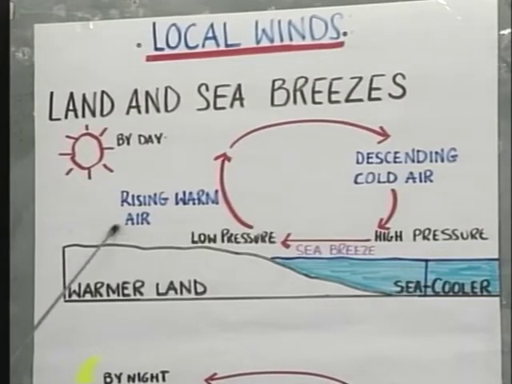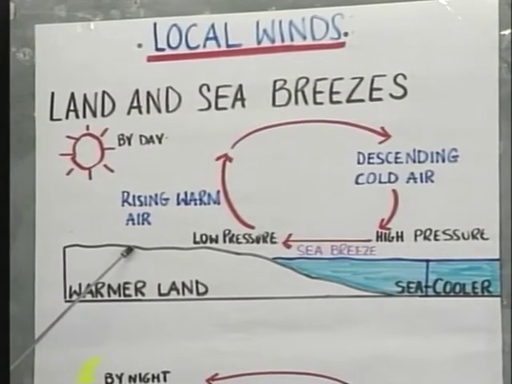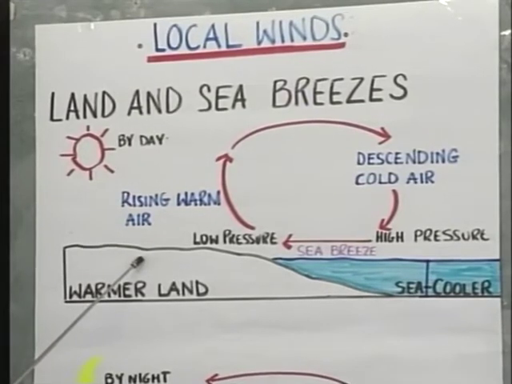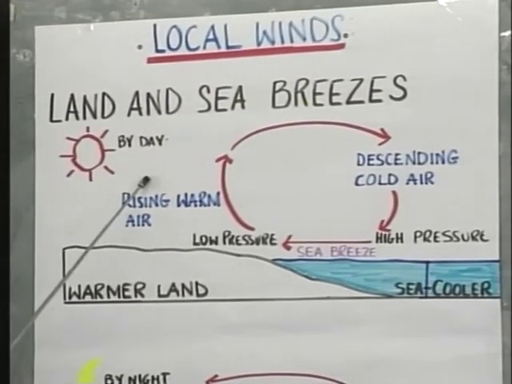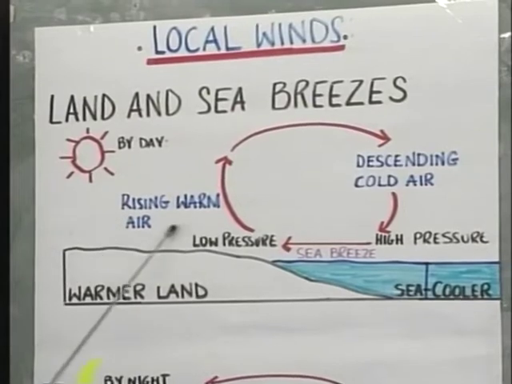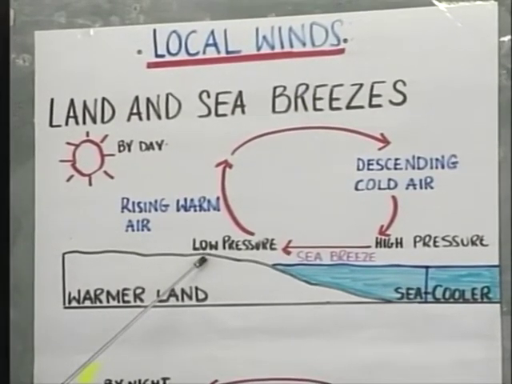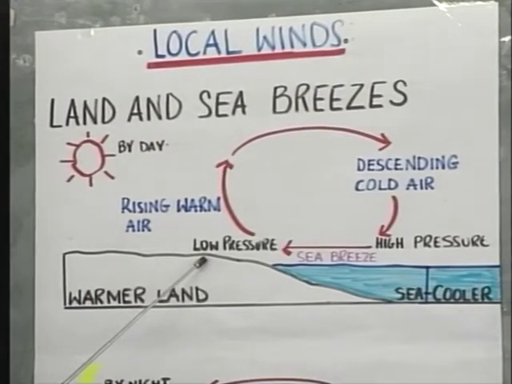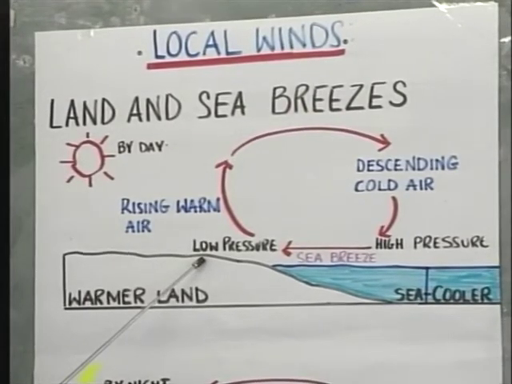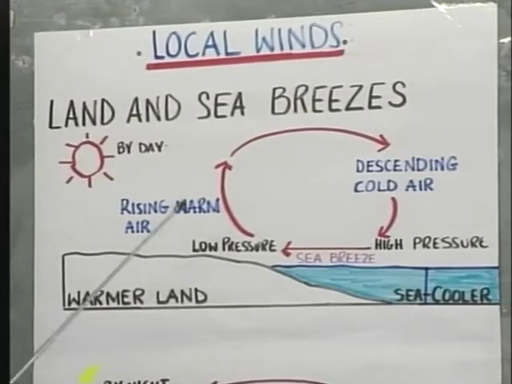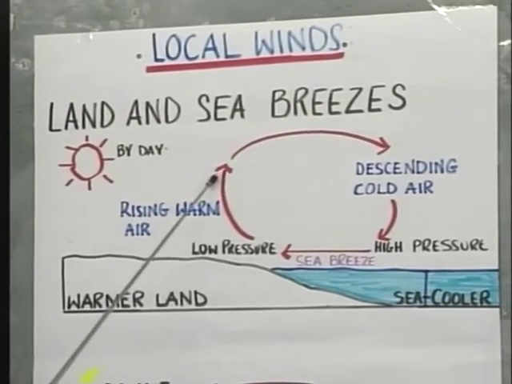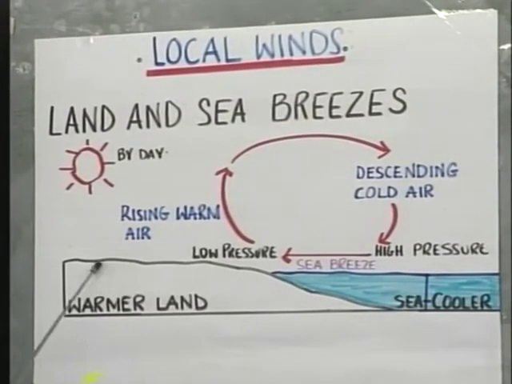Because the land is hotter or warmer, the air will rise where the warm area is. So upon rising, what will be created over land is a low pressure area, because low pressure is associated with rising warm air. That air that has risen will create a low pressure over the land.